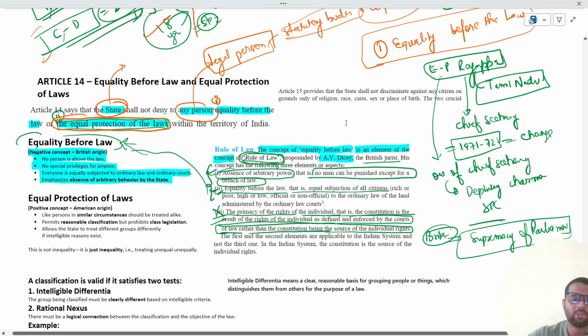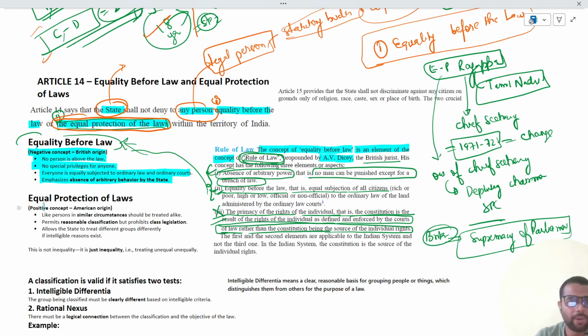So, equal protection of law is basically a positive concept and taken from the American origin. Like persons in similar circumstances should be treated alike. Like persons in similar circumstances, that means if you are 18 years of age, should be treated alike. That means it does not allow class legislation, different rules for different classes of people, but it allows reasonable classification. That means it allows the state to treat different groups of people differently if an intelligible reason exists.